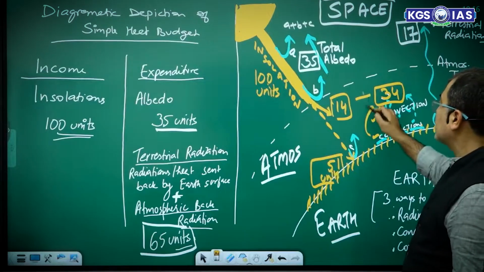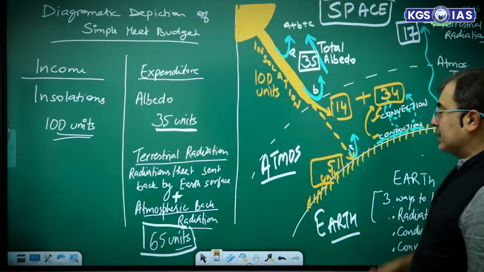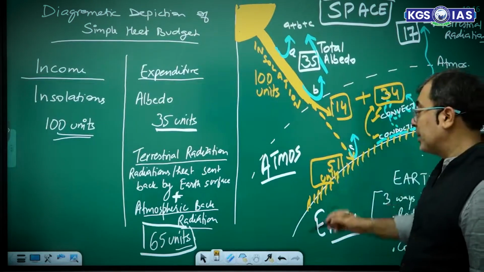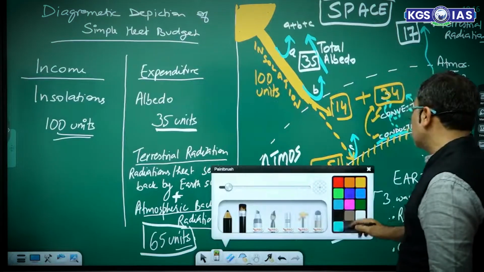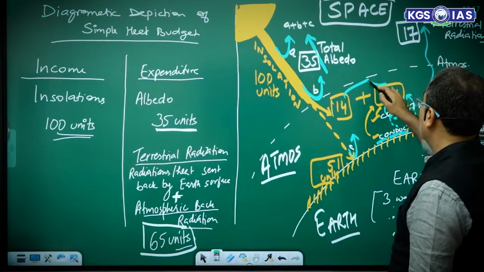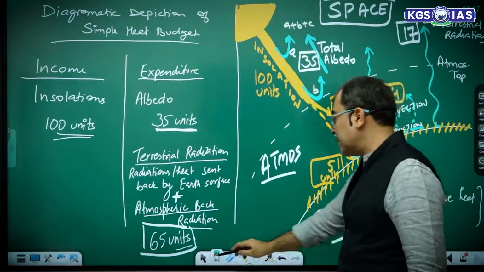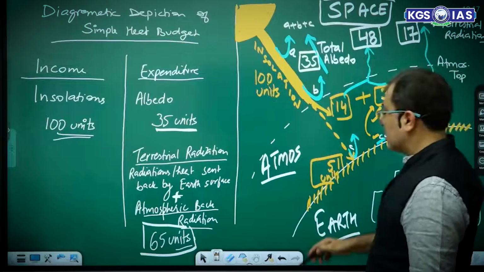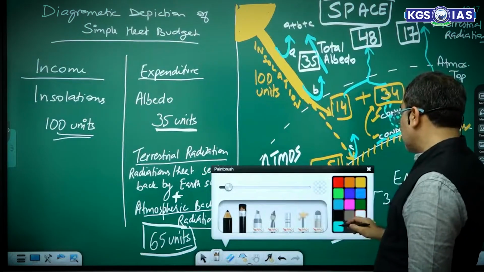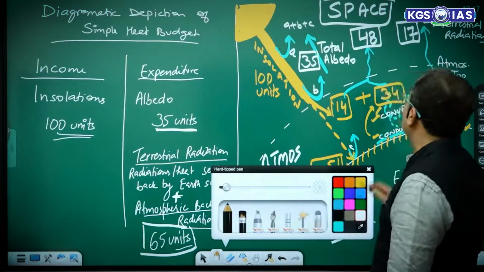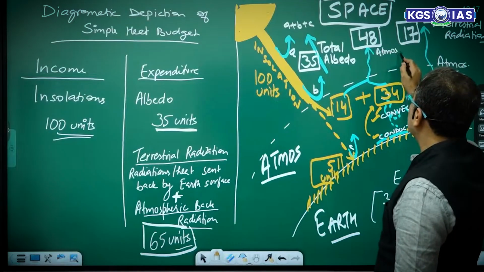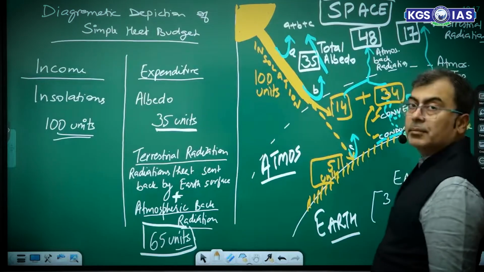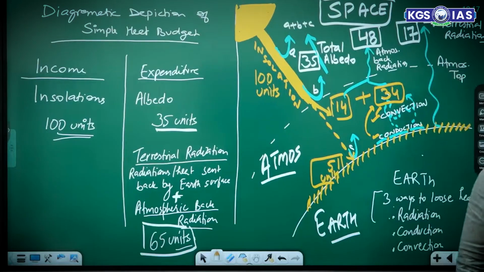Now how much does the atmosphere have? Atmosphere has got 48 now. Something got from Mother Earth, something from the Sun, and it cannot hold on to it. So this one will also lose it, and this one will go as 48 units. How many units? 48 units. Atmosphere's back radiation. Is everyone okay? How much is the total?